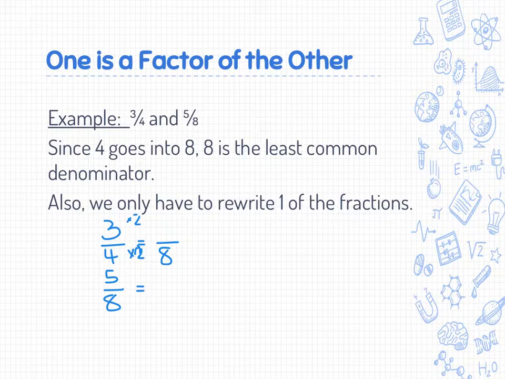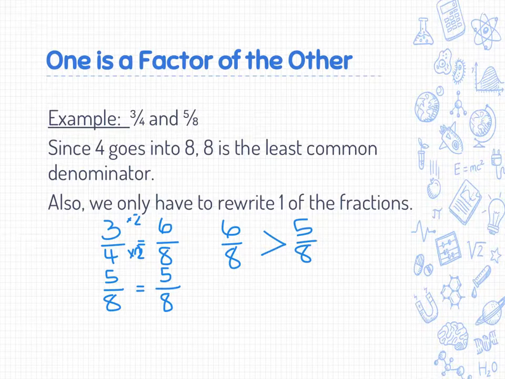So I'll rewrite 3 times 2 is 6/8. Since the bottom fraction already has a denominator of 8, the numerator is 5/8. Now I can compare, and I see that 6/8 is greater than 5/8 because we're dealing with the same size piece now. They're both 8s, but I have more here.